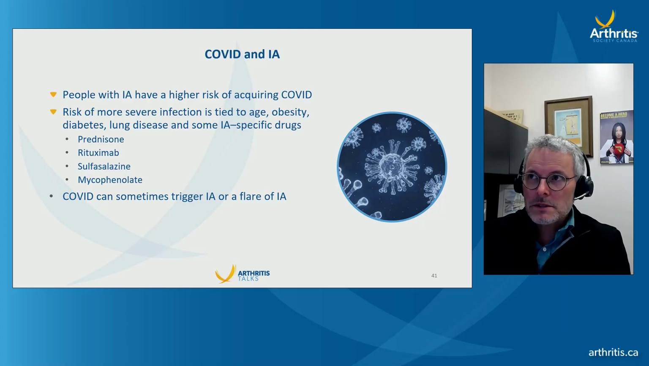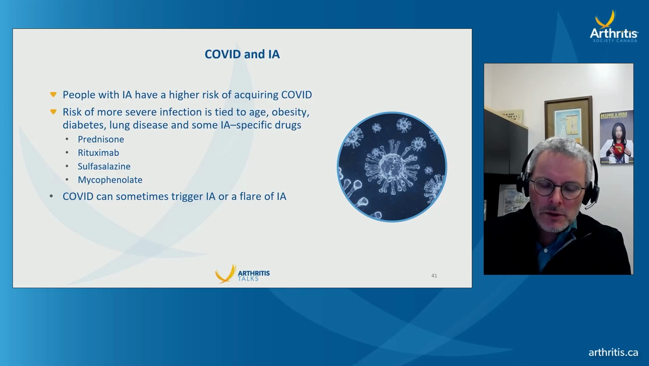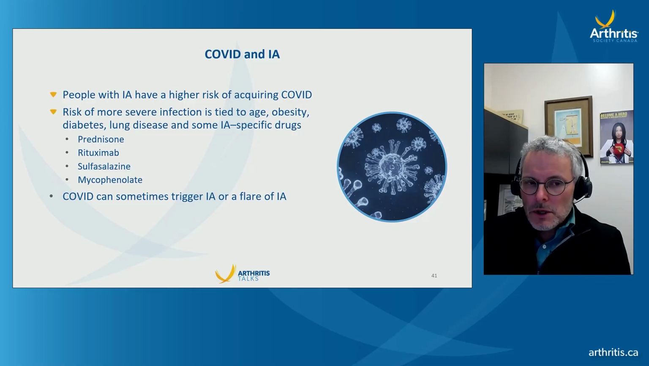Most of them did increase the risk, but some in particular were particularly bad. So prednisone, rituximab, sulfasalazine, and a drug called mycophenolate that we use for lupus and sometimes for the lung disease in rheumatoid arthritis. We also know that COVID can sometimes trigger inflammatory arthritis. It can be that match that lights the kindling that I showed you earlier, or cause a flare of inflammatory arthritis if you've already got it.